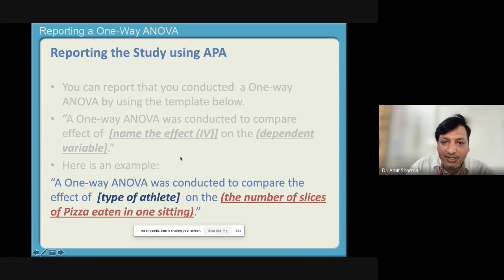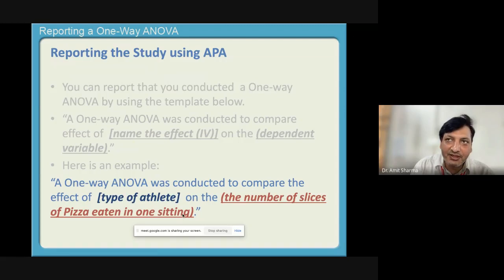Second, this is the example. I have taken one example also, that a one-way ANOVA was conducted to compare the effect of type of athletes on the number of slices of pizza eaten in one sitting. That means in the Olympics or in any games, there are different types of athletes, and we want to find out how many slices of pizza each type of athlete can consume in one sitting.